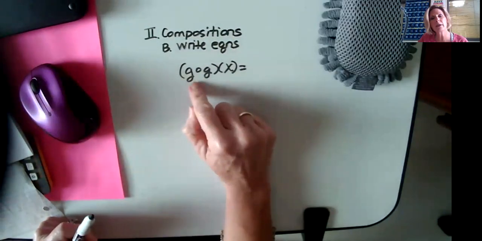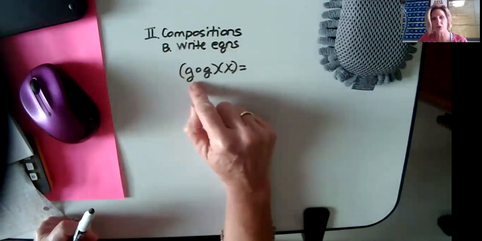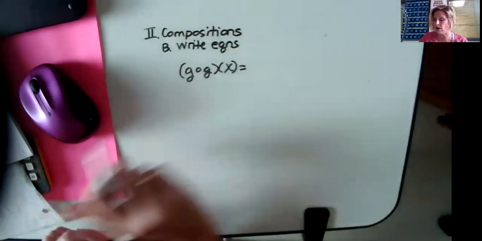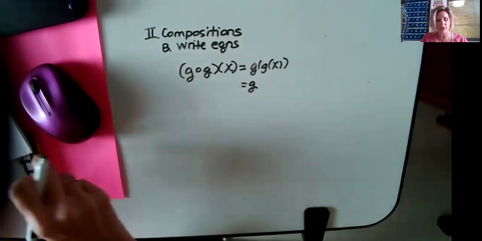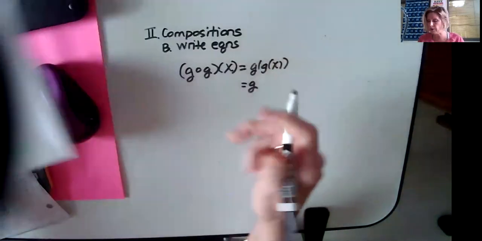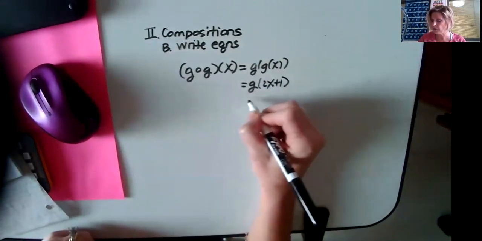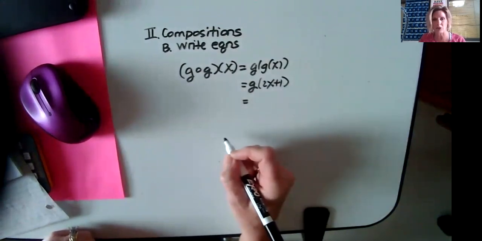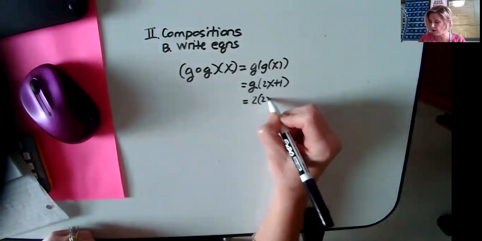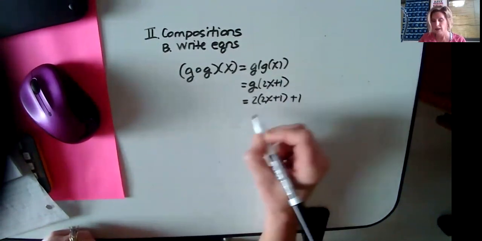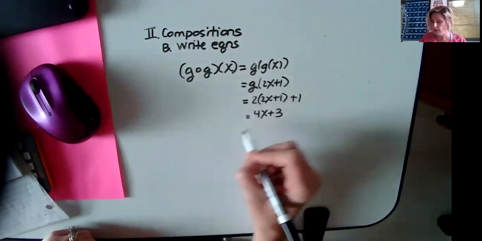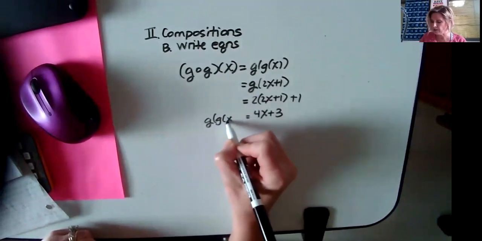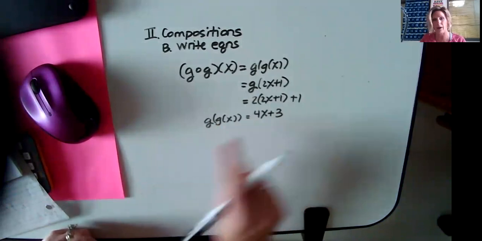One last thing, you can compose a function with itself. So you could do h of h or k of k or g of g. So if I do g of g of x, I'm going to do a simple one. Well, g of x is 2x plus 1. So it's just g of 2x plus 1. And what's it look like to plug 2x plus 1 into g of x? Well, it's 2 times whatever I plug in plus 1. So that becomes 4x plus 2 plus 1 is plus 3. So g of g of x, or you could say g circle g of x, is 4x plus 3.